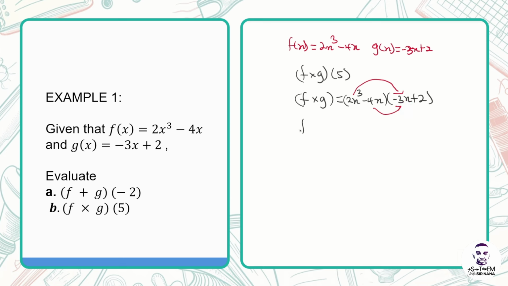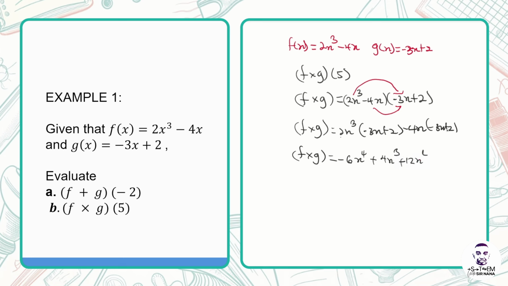So this implies that our f times g would be equal to 2x cubed minus 4x, times -3x plus 2. So when we expand, f times g will be equal to 2 multiplying -3 gives us -6x raised to the power 4. Then we have plus 4x cubed. We have minus times negative gives us plus, so 12x squared. And then negative times positive gives us negative, so we have minus 8x.